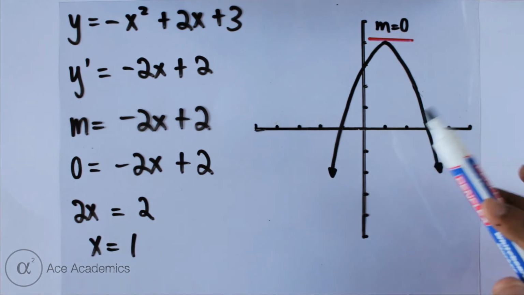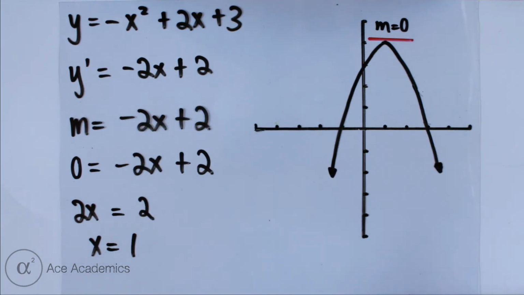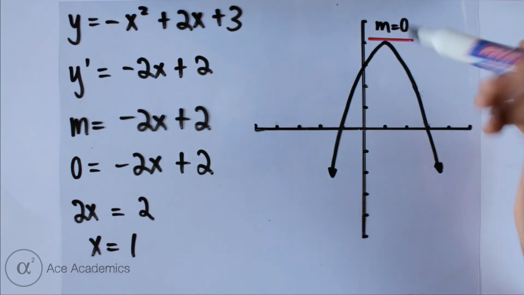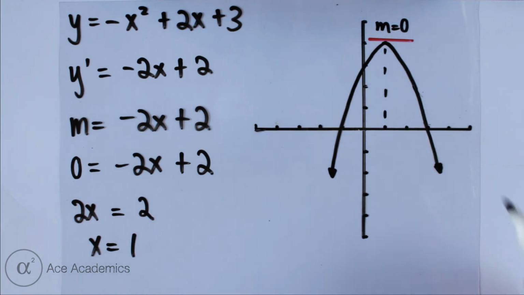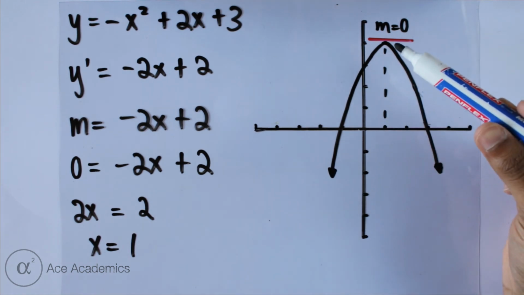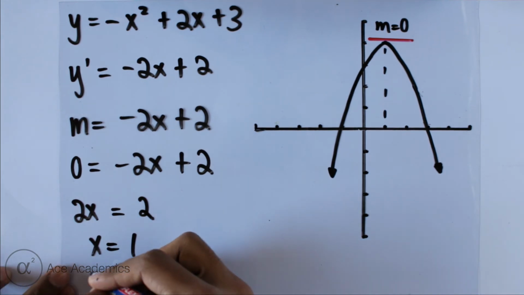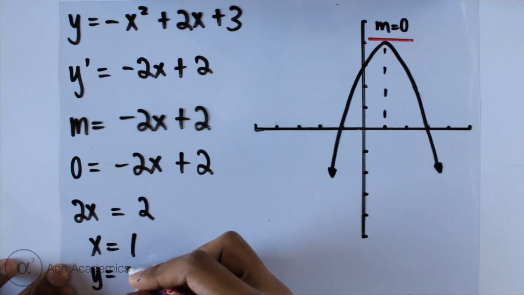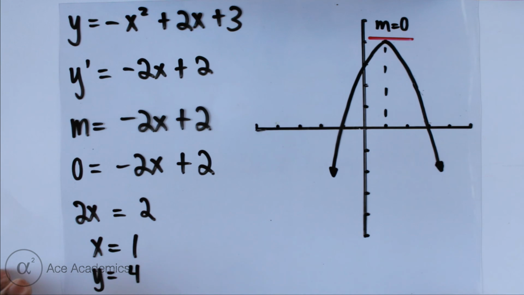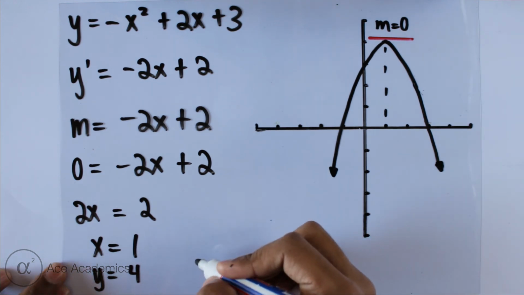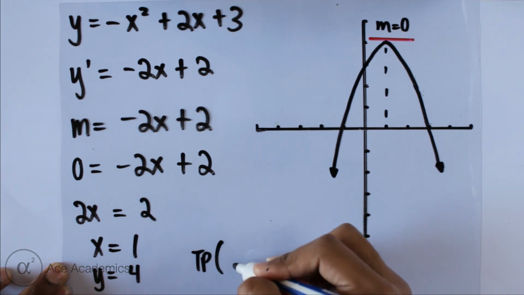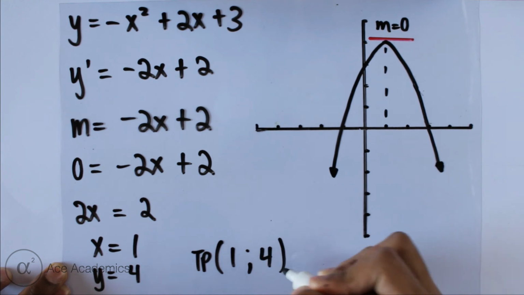This means that for the above graph, y equals minus x squared plus 2x plus 3, the x coordinate of the turning point is 1. And we can find the corresponding y coordinate by simply taking this x equals 1 and substituting it into our original equation. And if we do this, we get a y coordinate of 4. So, as we see, we can use the concept of a derivative to determine the turning point of any function. So the turning point for the above function is (1, 4).